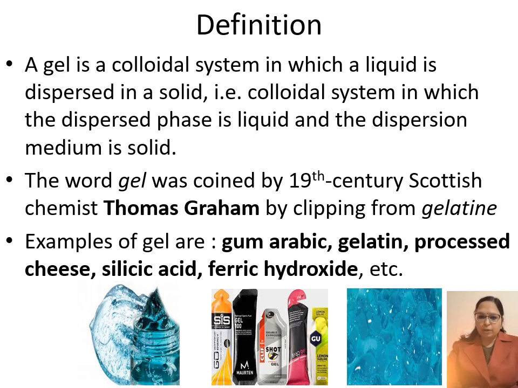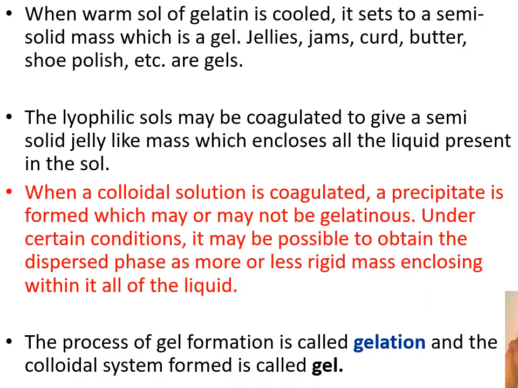The word gel was coined by 19th century Scottish chemist Thomas Graham by clipping it from the word gelatin. Some of the examples which we encounter in our daily lives of gels are gum arabic, gelatin, processed cheese, silicic acid, ferric hydroxide, salt. These all are examples of gels. When a warm sol of gelatin is cooled down, it sets to a semi-solid mass, which is a gel. So all jams, jellies, curd, butter, shoe polishes, they fall in the category of gels.